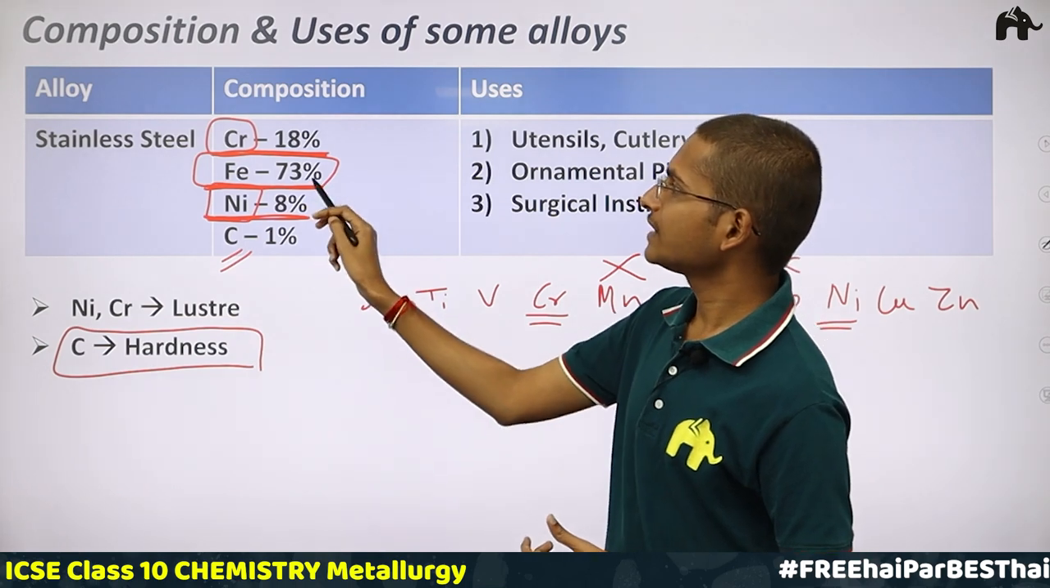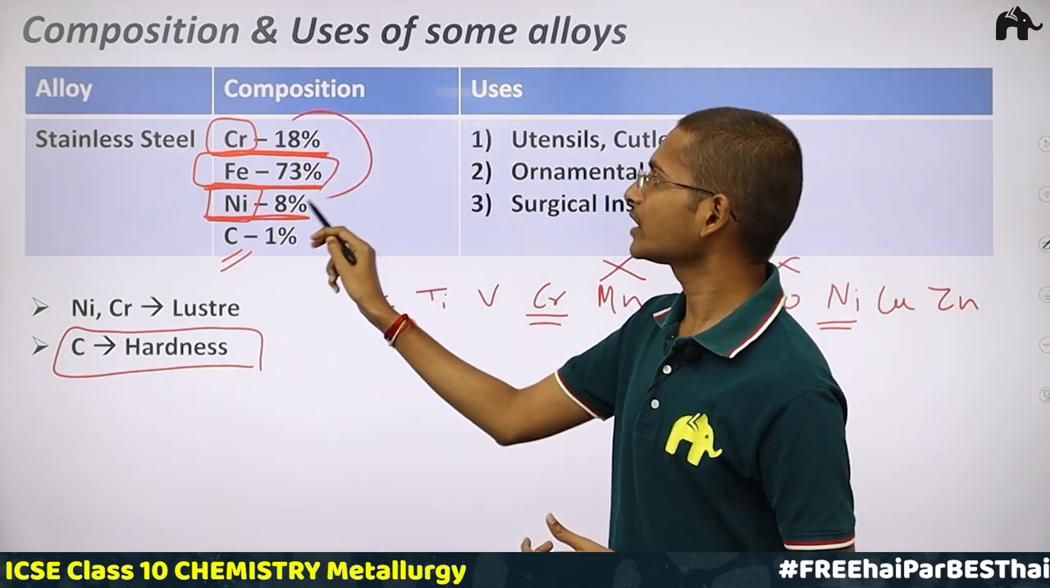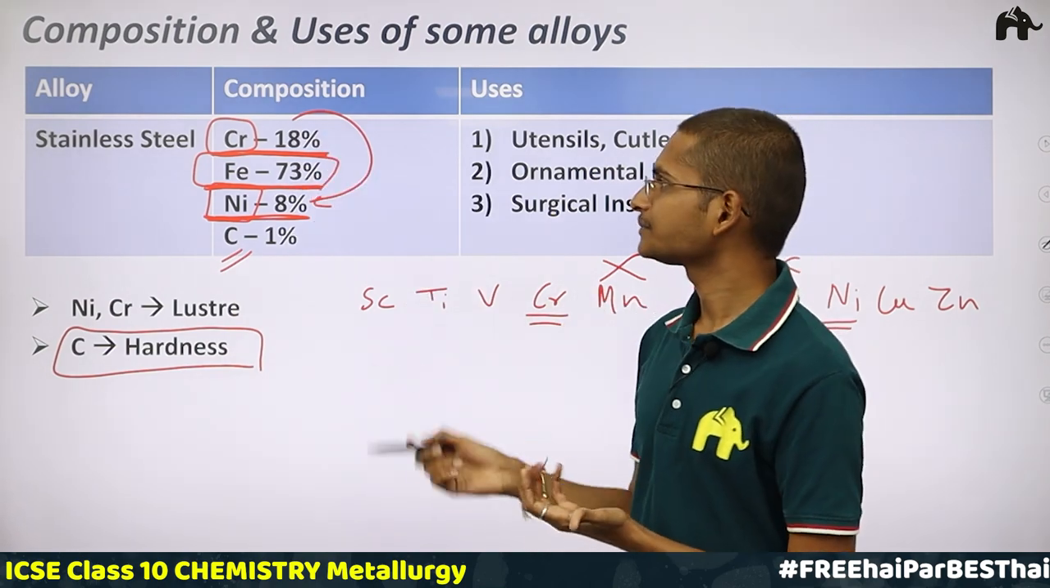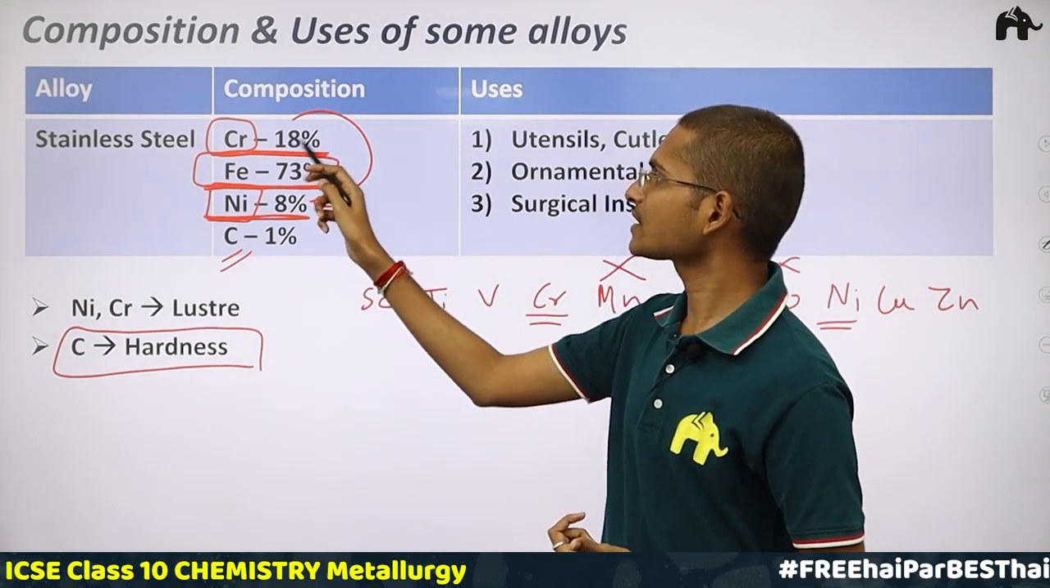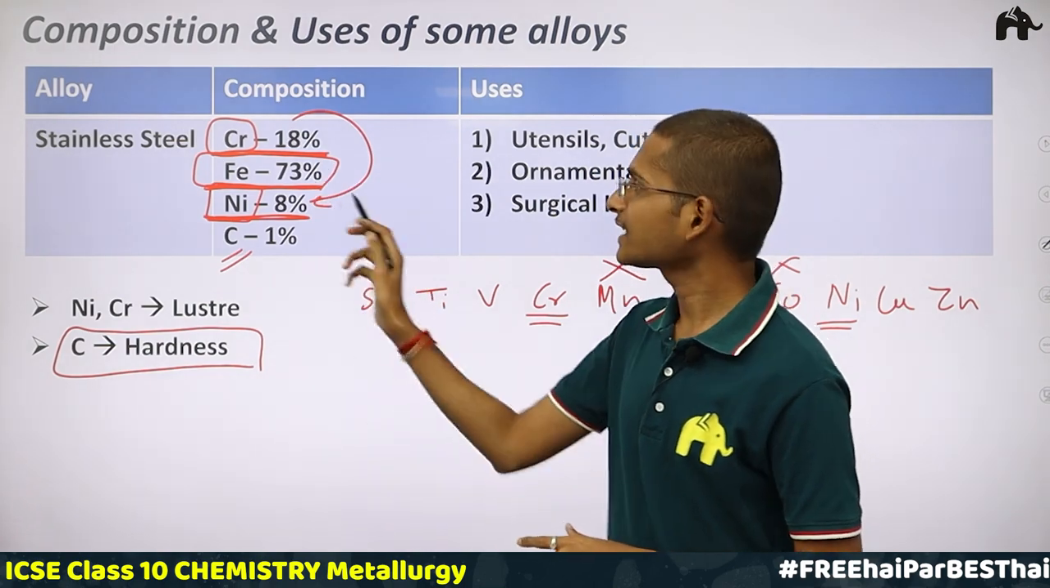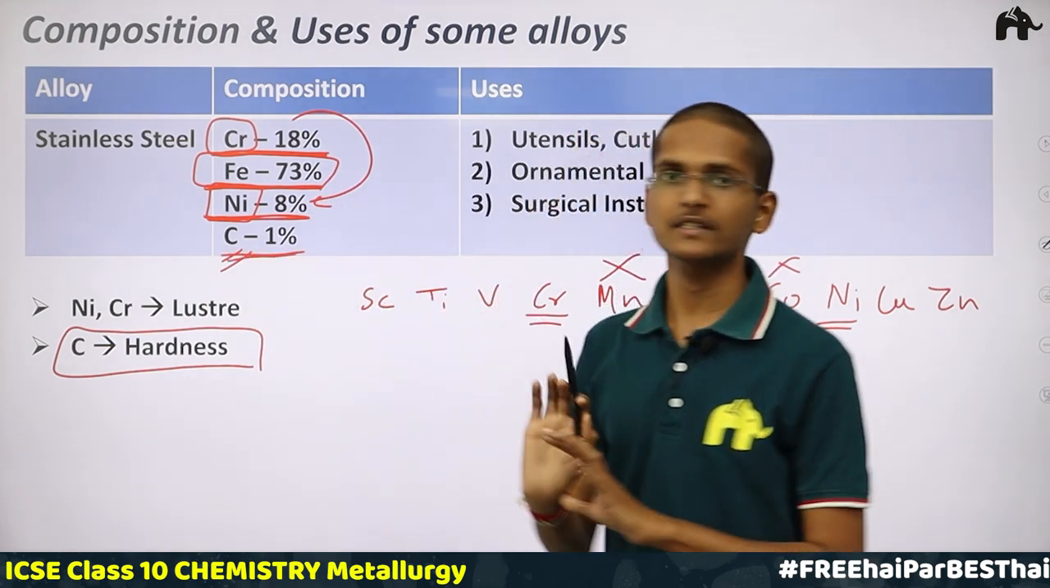So 73 plus 18. And from 18, you can just go to 8%. Just higher to lower, you can follow the range. So 73, then 18%, and then nickel 8%. So 91 plus 8 is 99, and then 1% carbon, which makes 100.